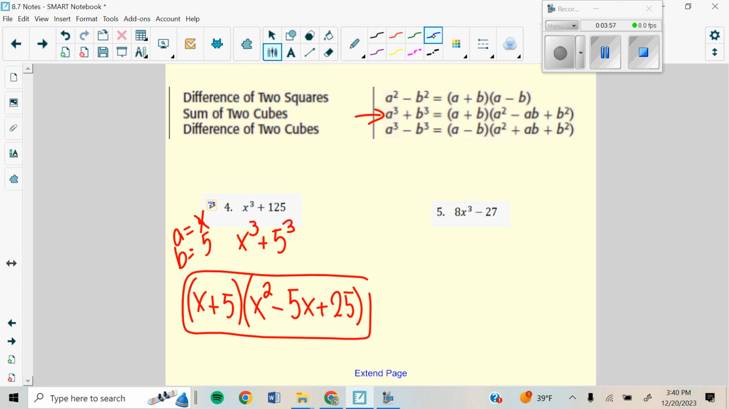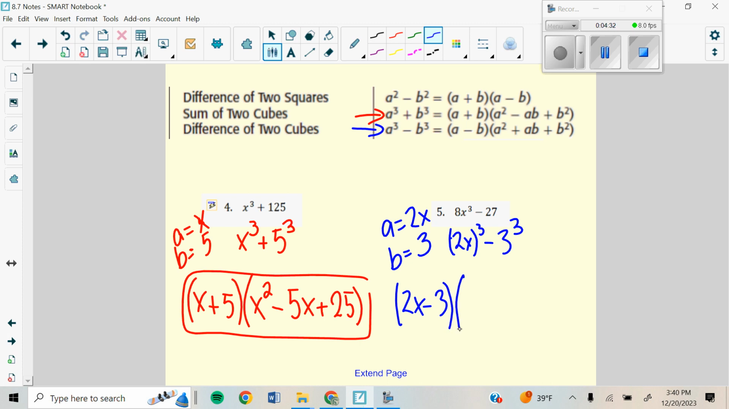So let's go ahead and repeat it here with problem 5. Now in problem 5, I see an 8 and a 27. Those are perfect cubes. 8 is 2 cubed, so this is 2x cubed for my first term. And then 27 is, and I don't really need a parenthesis, 3 cubed. So my a is 2x and my b is 3. So I'm going to plug them into my difference of two cubes. So I get in my first parentheses 2x minus 3.